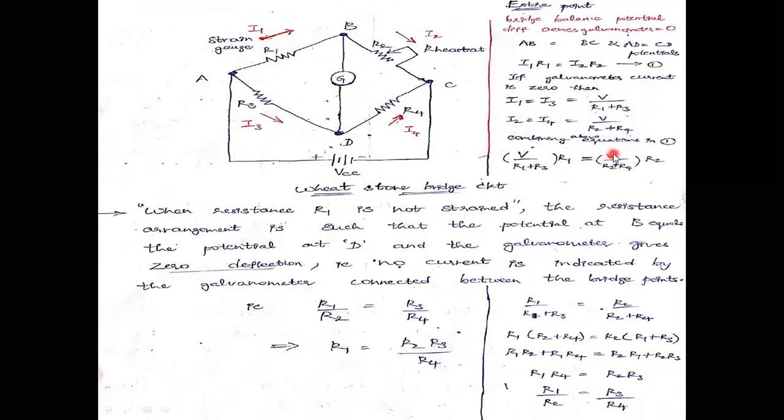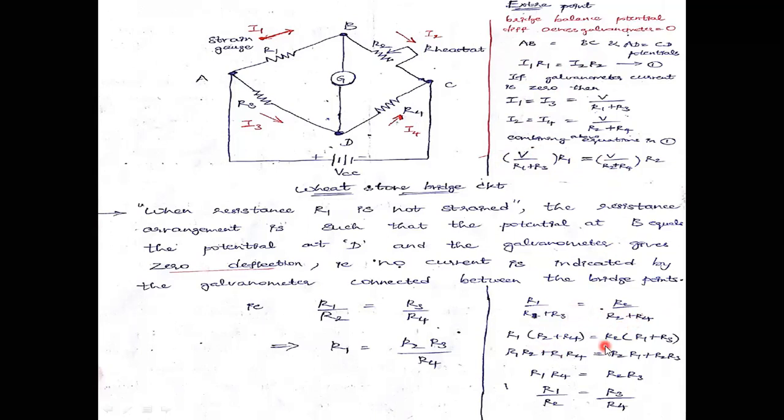Combining the above equations, now we substitute the I1 term and the I2 term in equation 1, the basic equation. Then V by R1 plus R3 into R1 is equal to V by R2 plus R4 into R2. The V and V cancel, then R1 by R1 plus R3 is equal to R2 by R2 plus R4.